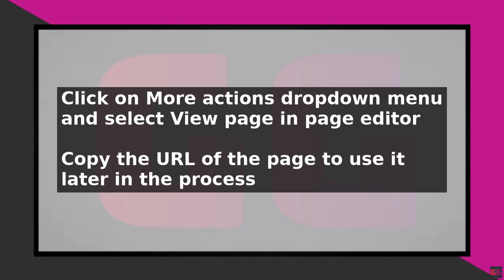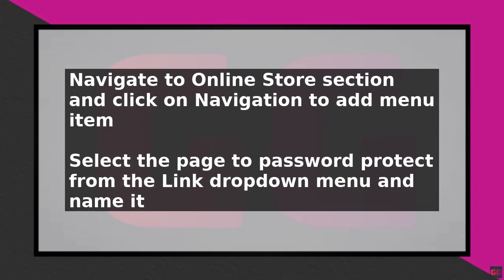In the Add Menu Item window, select the page you want to password protect from the link drop-down menu. Name the menu item and click Add. Next, click on the page's three dots and select Edit. In the Edit page window, check the box next to Require a password and enter a password. Click Save to apply the changes.